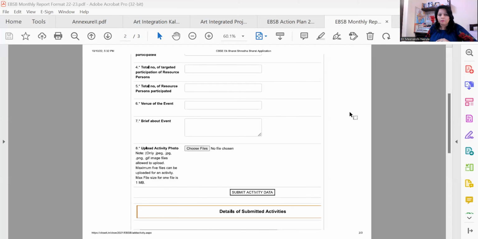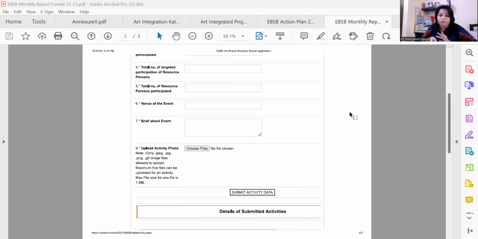So this is the format for the report, right? We have to write the month of the activity in which we have conducted it, the number of students who have participated, the name of the activity, and the total number of targeted participating students, as well as resource persons. The number of resource persons participated, number of targeted resource persons, how many were targeted and how many participated, how many students we targeted to participate in this particular activity, and how many children participated. Venue of the event, whether it was in the school campus or outside somewhere, then a brief report about the event. Upload the pictures: you have to upload only JPEG, JPG, PNG or GIF images.